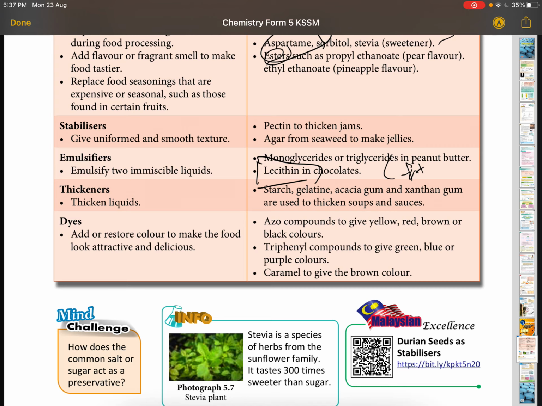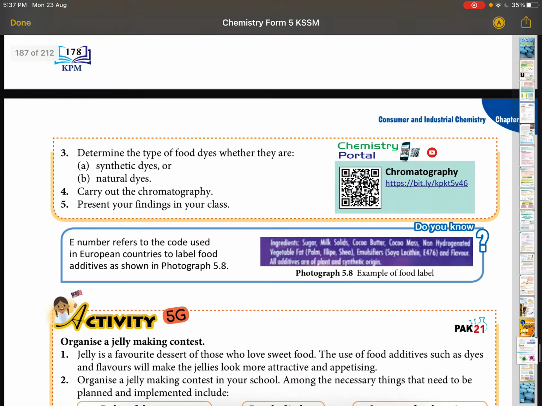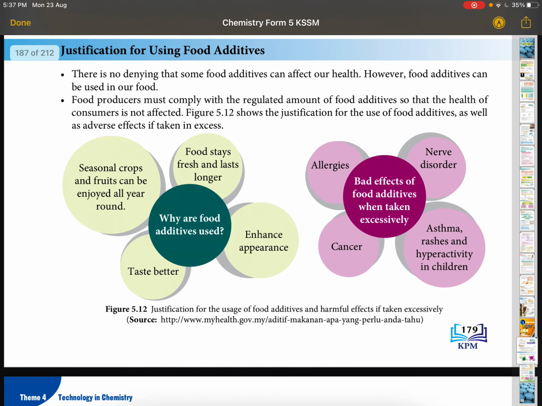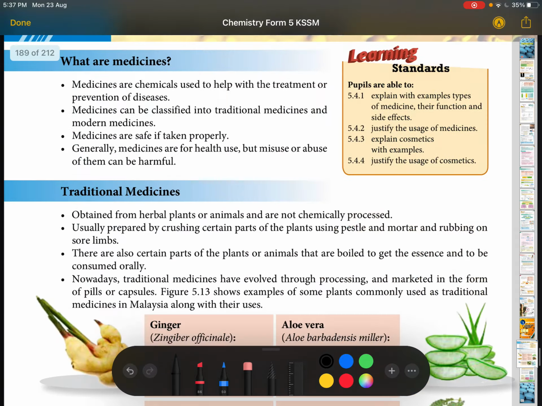And then there's also thickeners. They thicken liquids. They make the liquids more thick, have a stickier texture, I guess. The main ones you have to memorize are starch and gelatin. And lastly, dyes. Dyes just make the food look better, look more attractive. These are the reasons why you want to use them and why you shouldn't really use them too much. Read them yourself.